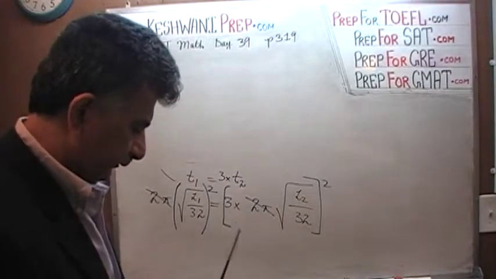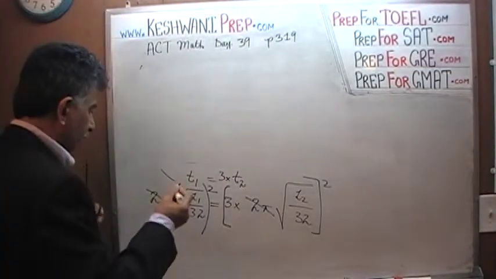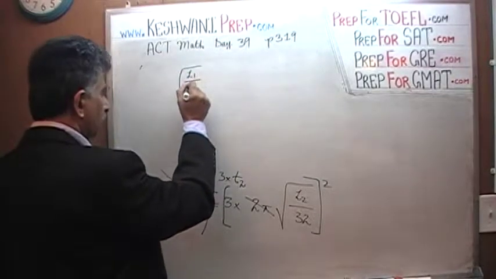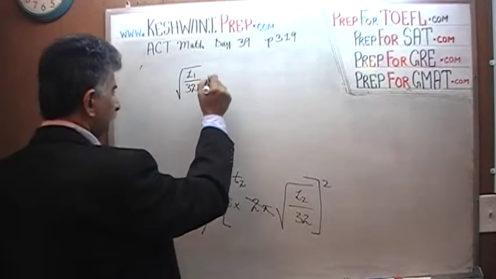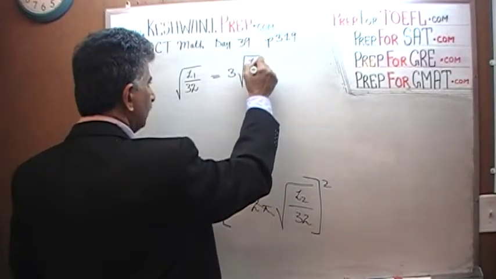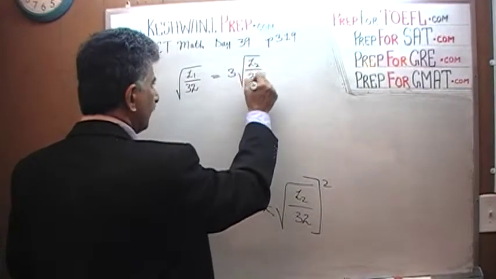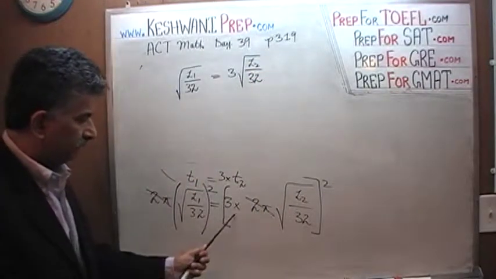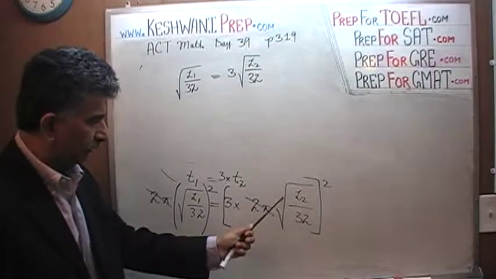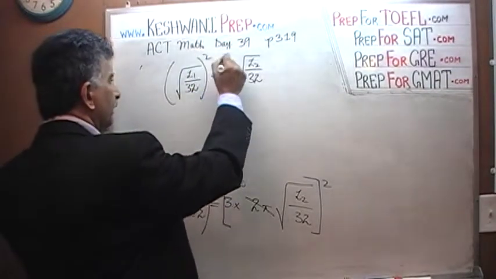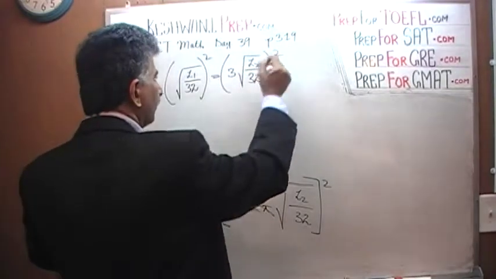So here's what we have. I'm going to rewrite it here. On this side we had square root of L1 over 32 equals 3 times square root of L2 over 32. This is where we stand. We're going to take the square of both sides. Square this quantity and square this quantity.